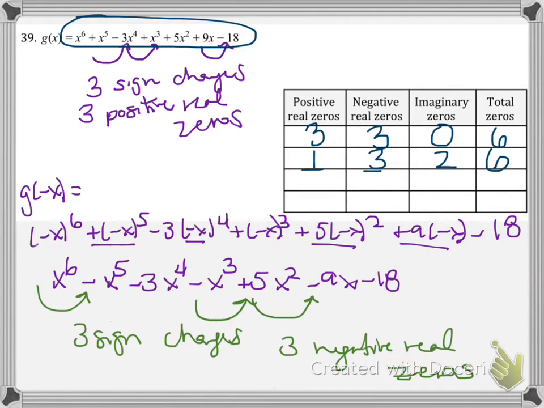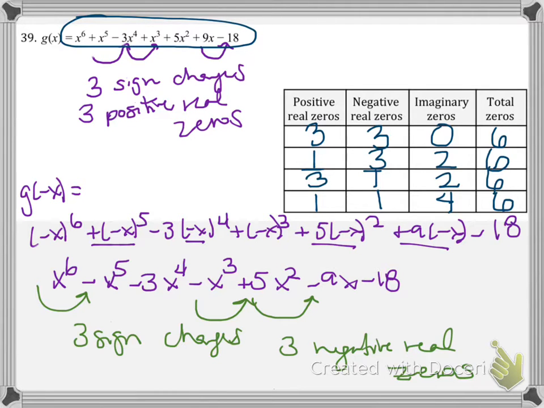Another way to rewrite this is let's keep the positive real zeros as 3. Then we drop the negative real zeros down to 1, so that's 4. And then 2 more for the imaginary zeros, that's 6. Then the last possibility that we could have is making the positive real zeros 1 and the negative real zeros 1. Therefore, we would have 4 imaginary zeros, and that still totals 6 zeros.